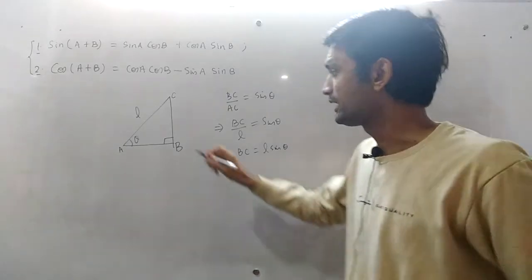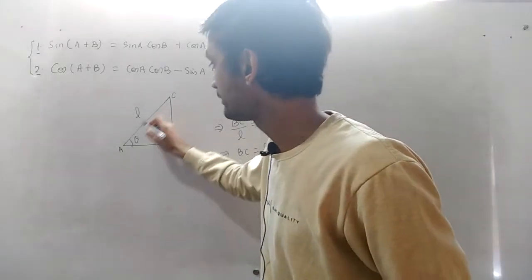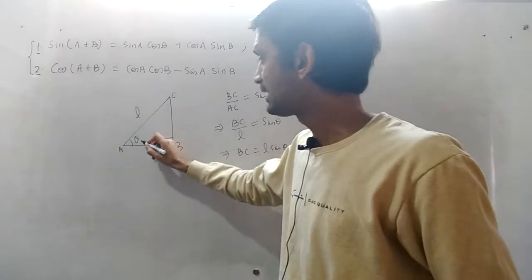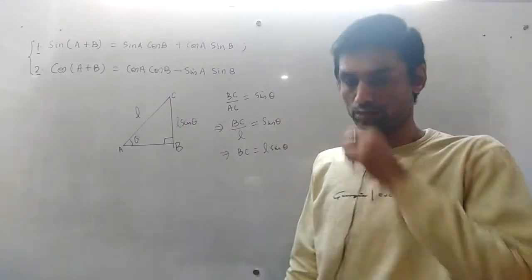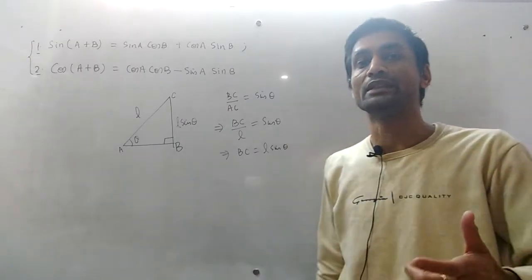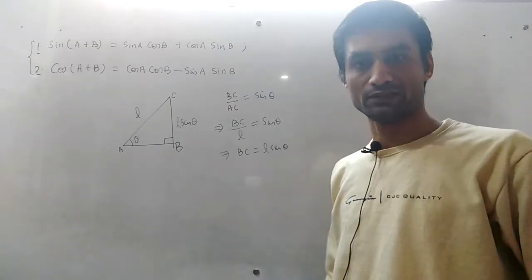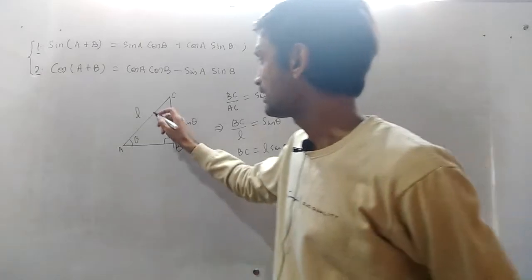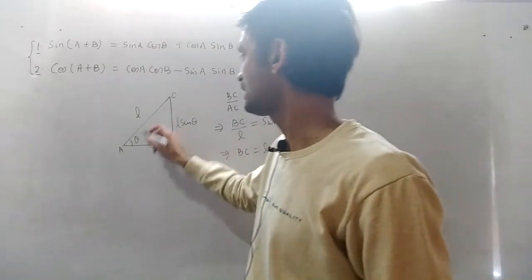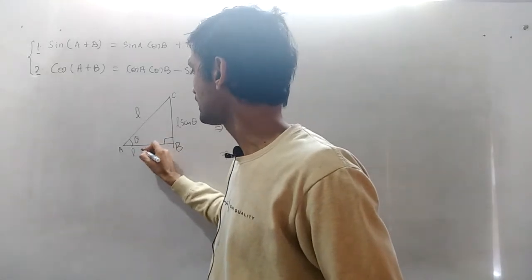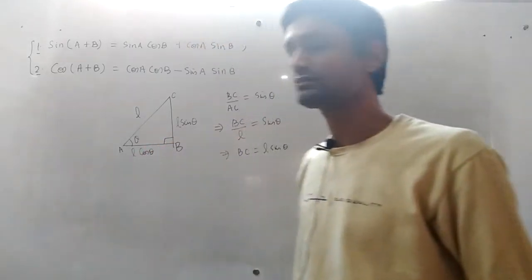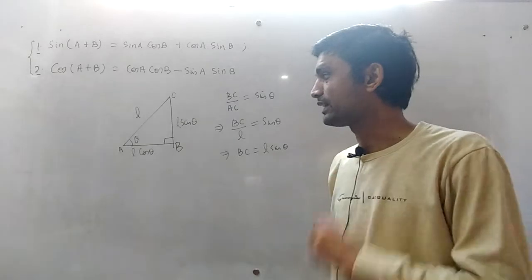So directly you are supposed to know that if the hypotenuse is L and the angle is theta, then the perpendicular is L sin theta. I have already discussed it in detail in the 10th class trigonometry video, and similarly we can derive that AB is L cos theta. This is a very important part.